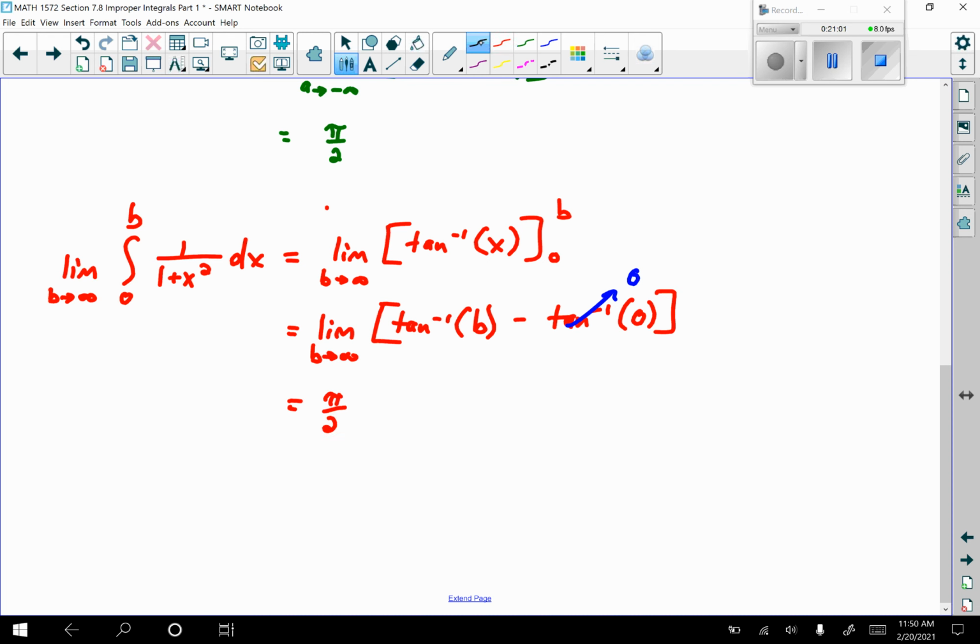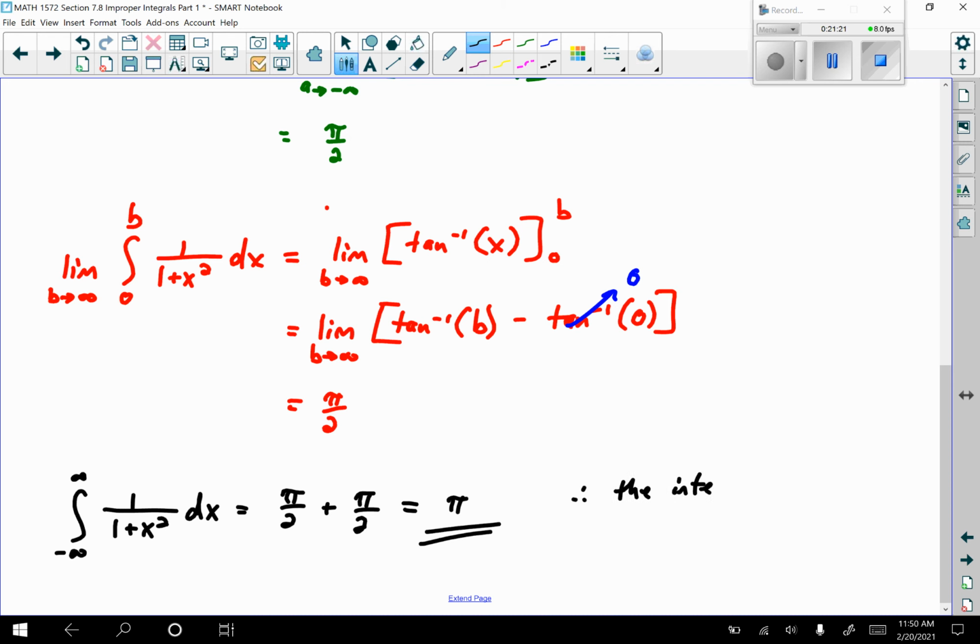So now we put these two back together so that the integral from negative infinity to infinity of 1 over 1 plus x squared dx is going to equal pi over 2 plus pi over 2, which is pi. We'd say, therefore, the integral is convergent. And that value is pi.